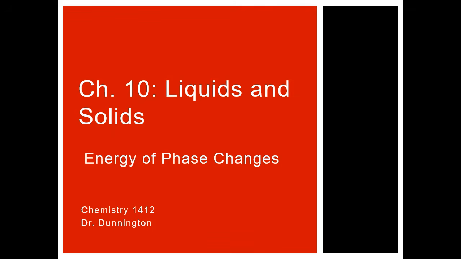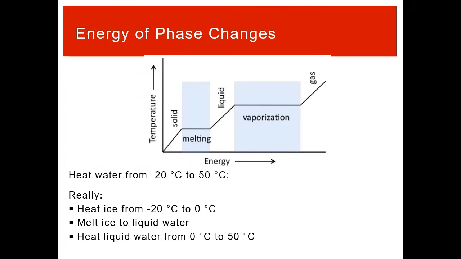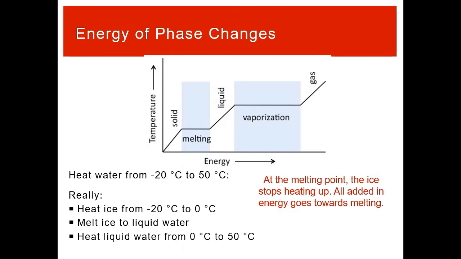Now we want to talk about some of the quantitative descriptions of the energy of phase changes. So if we think about processes like heating up water, going from say negative 20 degrees Celsius to 50 degrees Celsius, we know that there's going to be some energy required to change the temperature, right? We start at negative 20, that's solid ice. We would warm it up to say 0 degrees Celsius. That's where we get to melting.